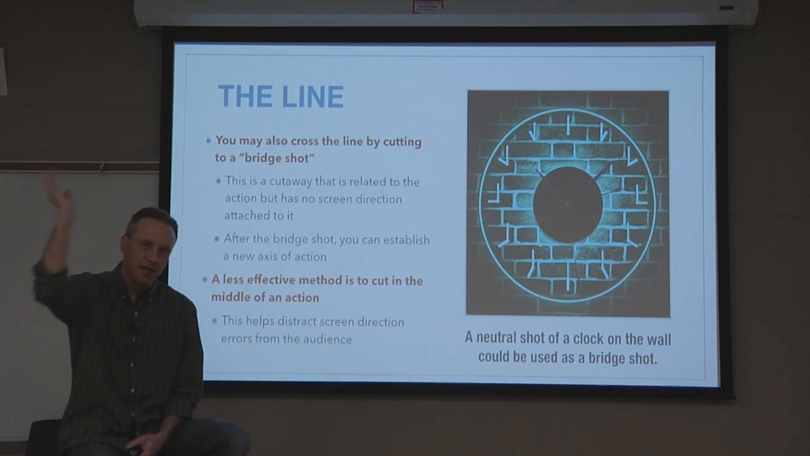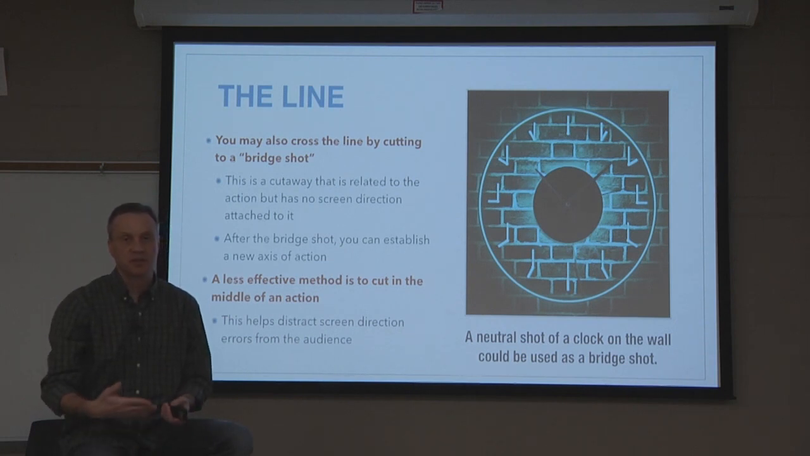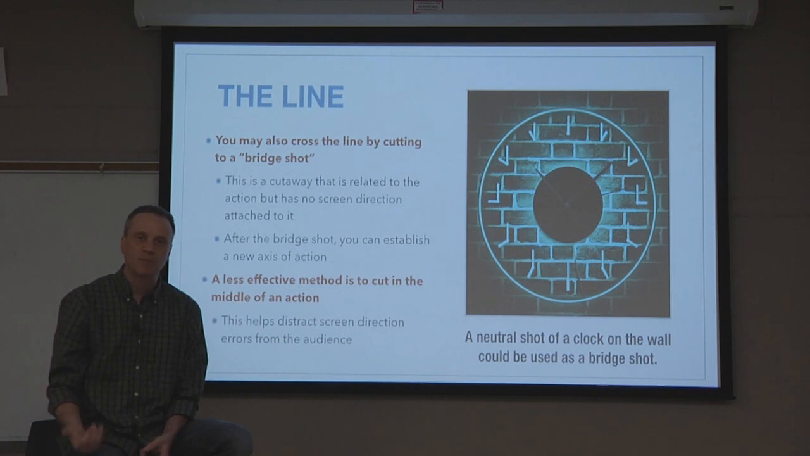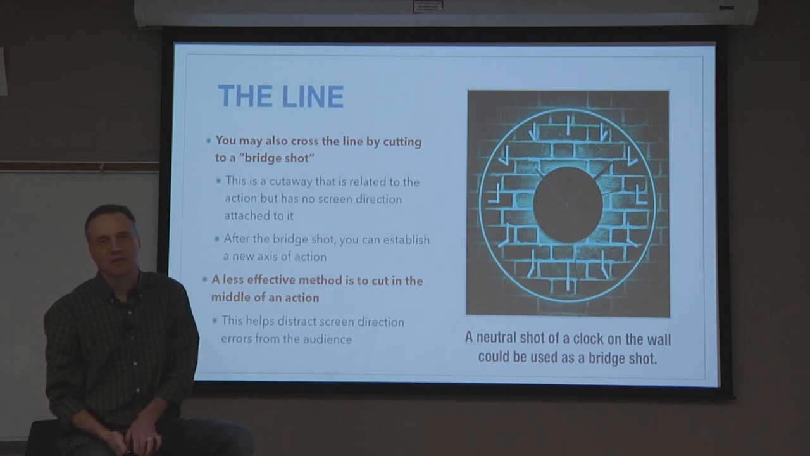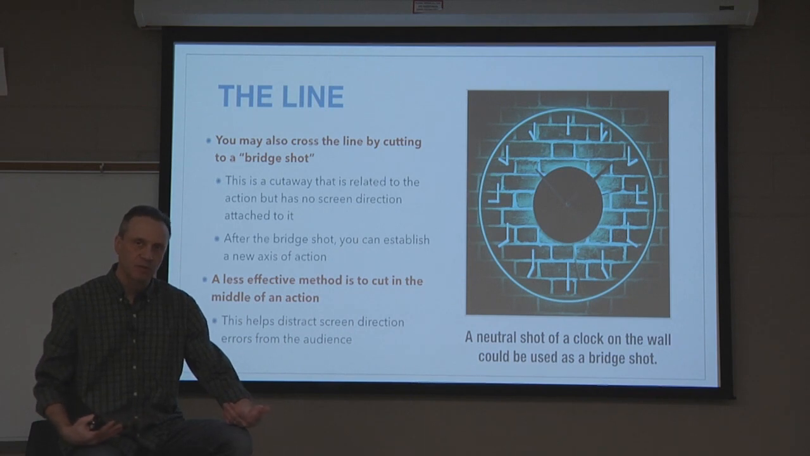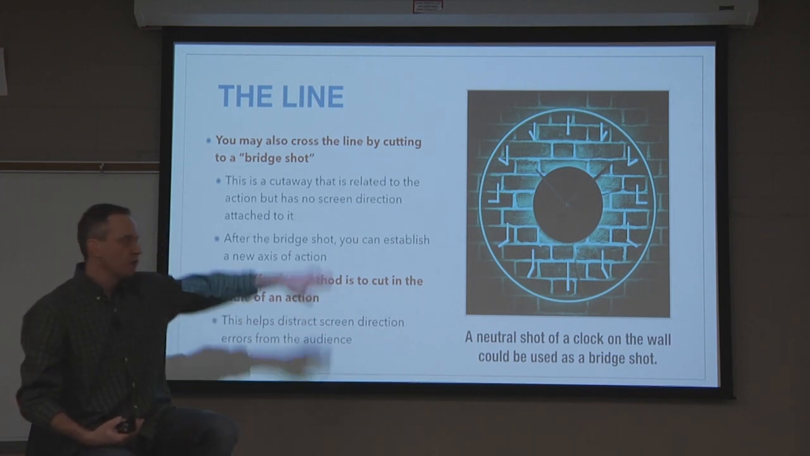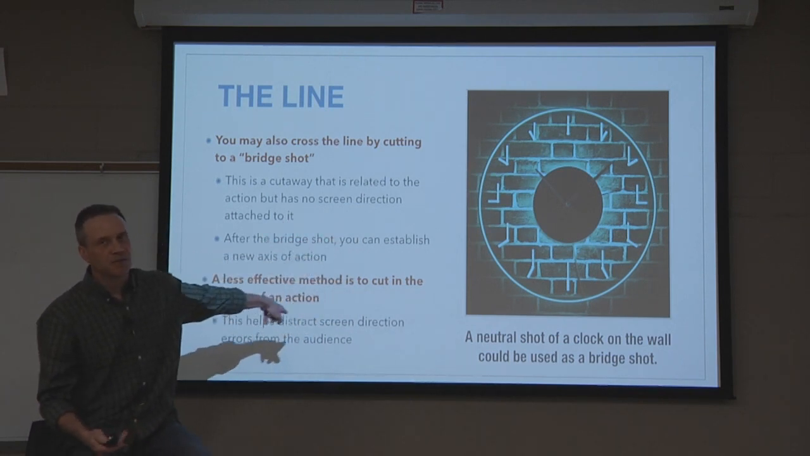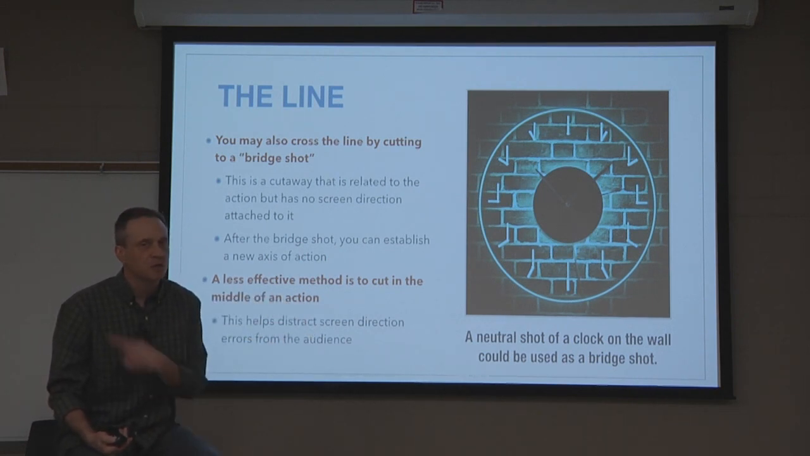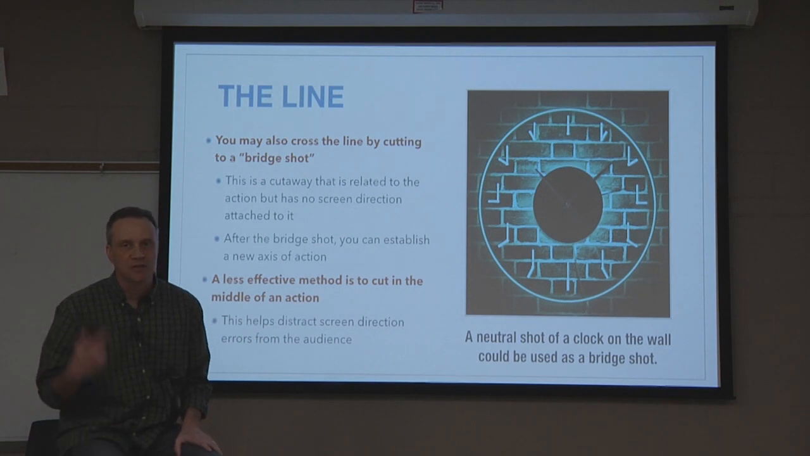Now, if you did cut in the middle of that action and you had a screen direction mistake, hopefully the motion of that movement will help mask any screen direction problems you have. But that's not ideal. Try to just follow that 180-degree rule. That will help you get through your scenes. Use bridge shots if necessary, cutting on action if necessary. But try your best to avoid those big messes like we saw on the screen, because it will pull your audience out of the story.